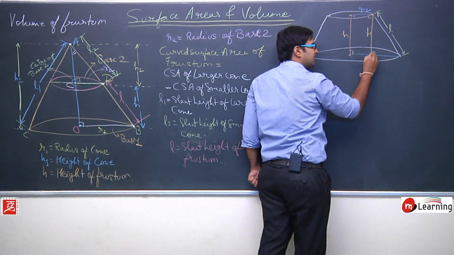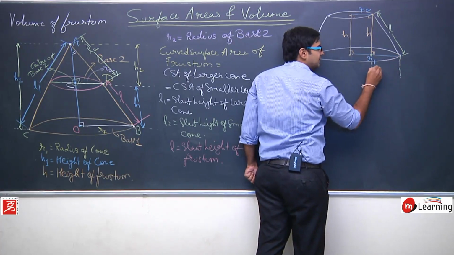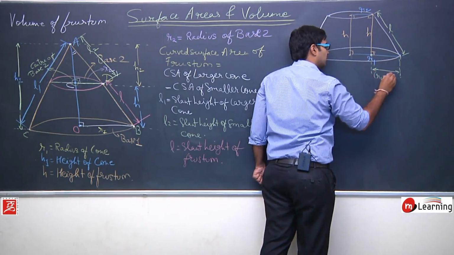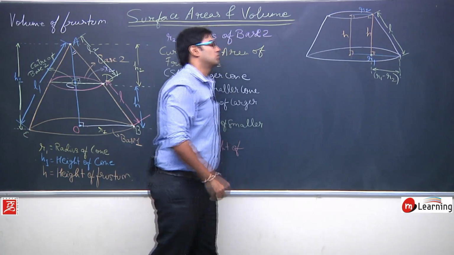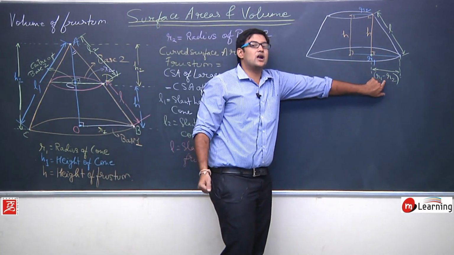So what about this remaining length? This remaining length will be simply R1 minus R2. Okay, this remaining length will be simply R1 minus R2.